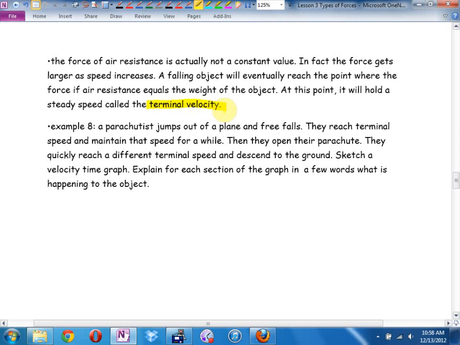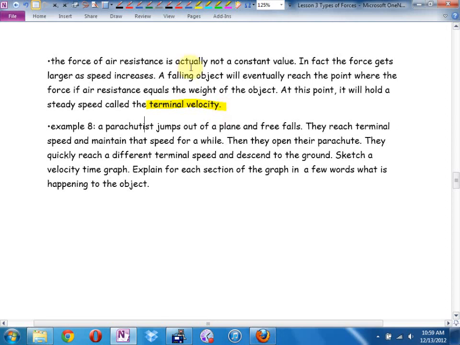If I want a larger terminal velocity, I tuck in. If I want a smaller terminal velocity, I lay flat, spread eagle. If I want an even smaller one, I got to get a bigger surface area, a parachute.